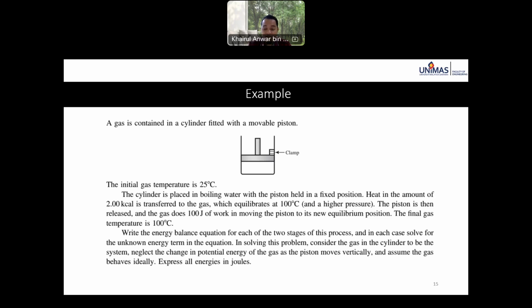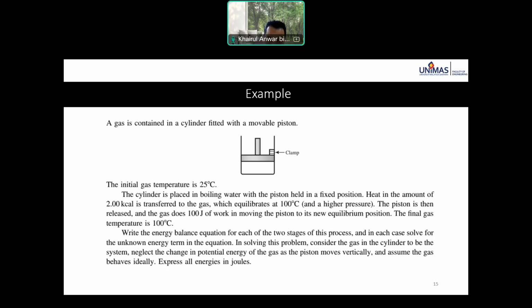Example. Gas is contained in a cylinder fitted with a movable piston. The initial gas temperature is 25 degrees C. The cylinder is placed in boiling water with the piston held in a fixed position. You see the clamp here. Heat in the amount of 2 kilocalories is transferred to the gas, which equilibrates at 100 degrees C and a higher pressure. The piston is then released, and the gas does 100 joules of work in moving the piston to its new equilibrium position. The final gas temperature is 100 degrees C.